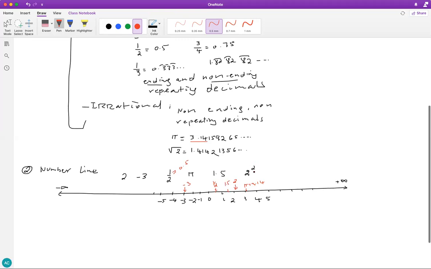Finally, 2 to the second, which is basically another form of real numbers as an exponential expression, as we saw in the last class. 2 to the second is basically 4. It's also a real number, so apparently it's right over here. So 2 to the second is basically right here.